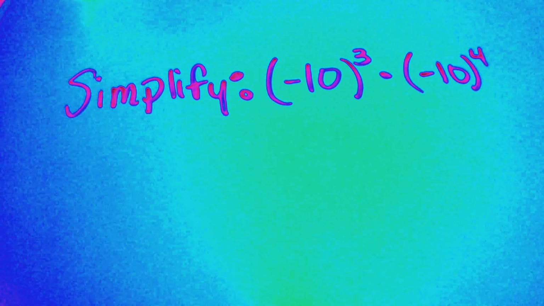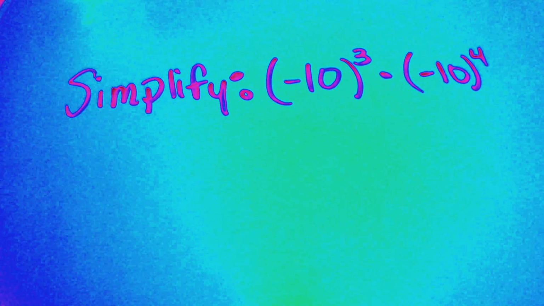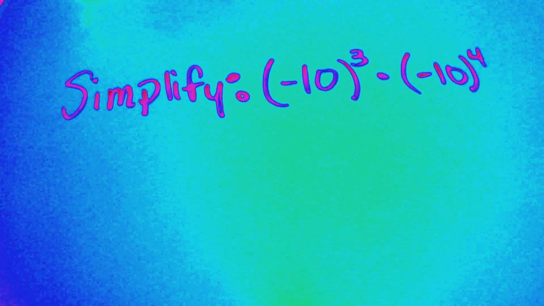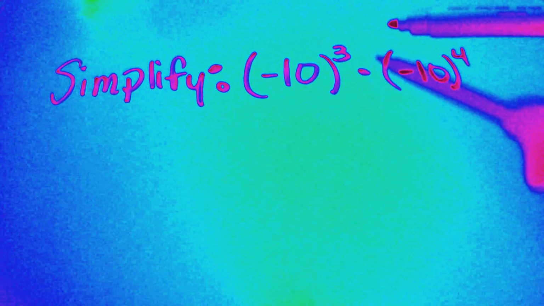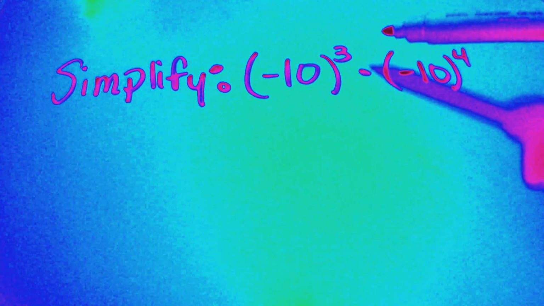Okay, number 7. Number 7 says simplify negative 10 to the third power times negative 10 to the fourth power. When you look at this, you automatically know, okay, this is product rule. But I also want to remind you of, think of it as a little unseen one here. So this could be really looked at as a power rule and a product rule when you think about it. So yes, you are really just adding the exponents here.